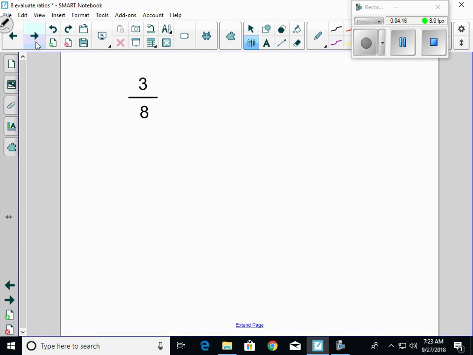Okay, the ratio 3 to 8. The way you read this, it's 3 divided by 8. For long division, you're going to drop that 3 inside the long division symbol. So 3 divided by 8. 8 doesn't go into 3. So I need a decimal point and a 0. 8 doesn't go into 3, so I'm going to put a 0 to hold that place value. Bring up my decimal.